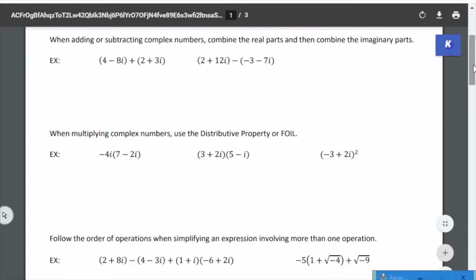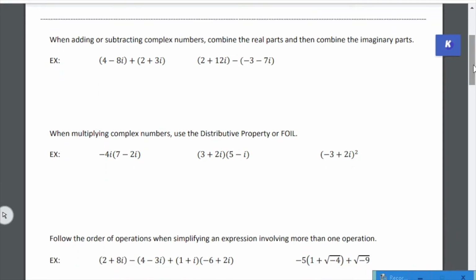So in adding or subtracting complex numbers, you combine your constants or your real parts and then combine your imaginary parts, just like when we have learned how to combine like terms. So we're going to consider an i similar to an x or a y or any other variable. Just know that i is technically a constant. It does represent something.